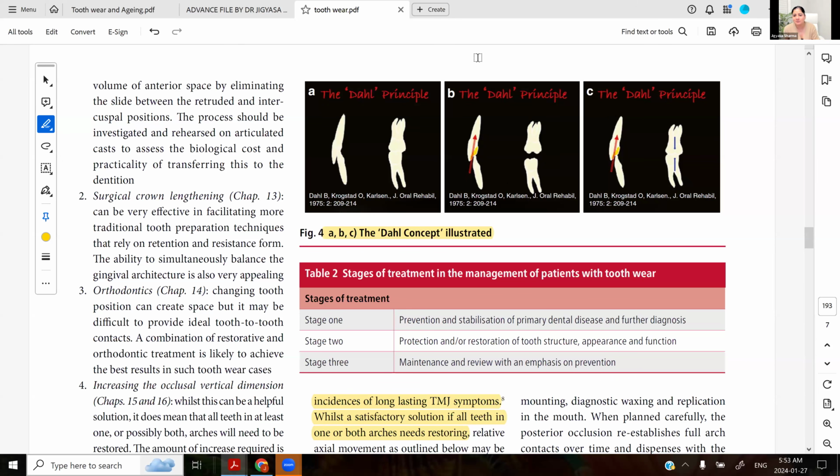Where will you use posterior Dahl appliance? Anyone can make a random guess or a scientific guess. Why would you require intrusion of posterior molars? Two indications are there. One, when you require extrusion of the anteriors in the anterior open bite. Other, when there is a slow wear and you want to create space for the crowns, when there is no loss of vertical dimension and you want to create space for crowns in cases of wear. That's the second indication of the Dahl's appliance. Does that make sense?